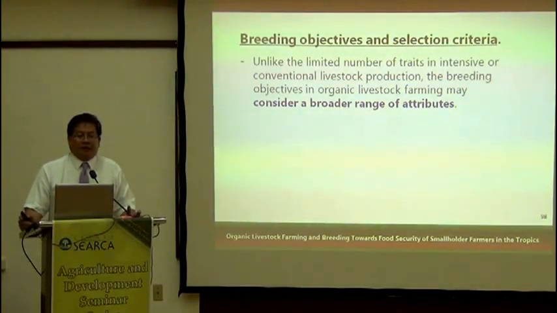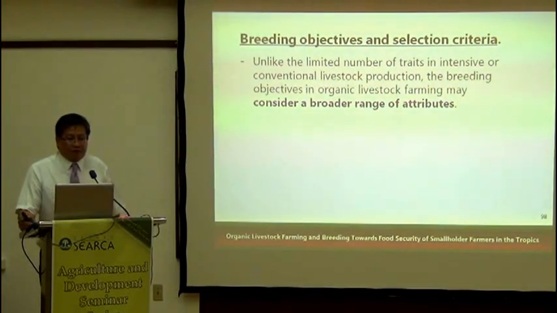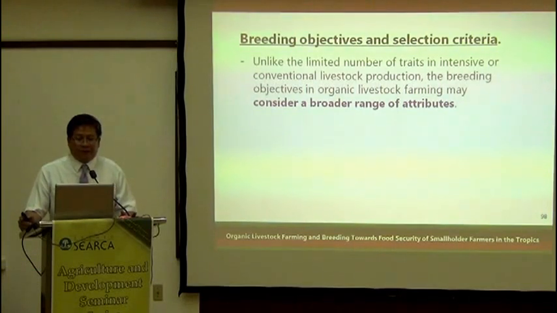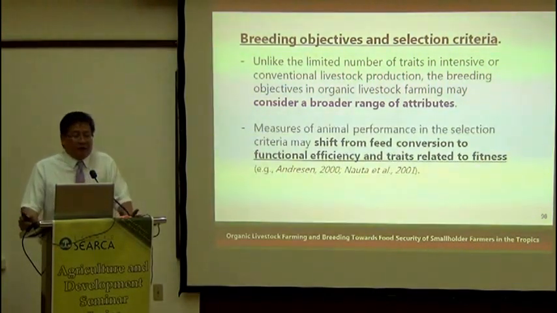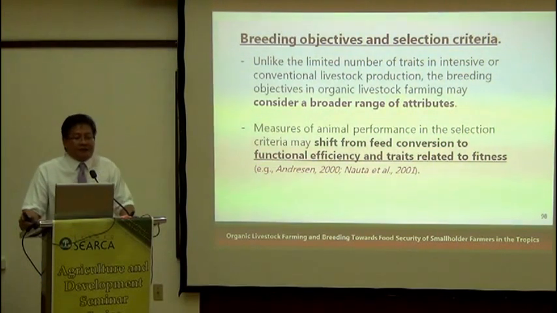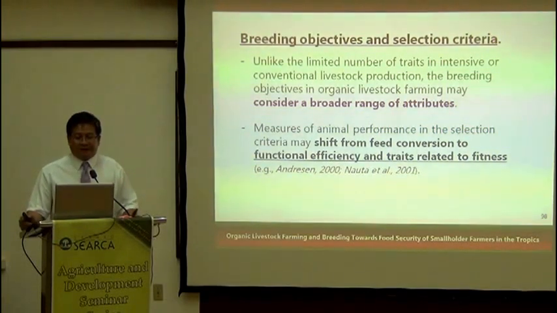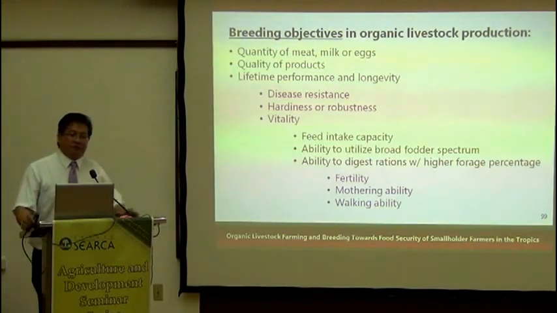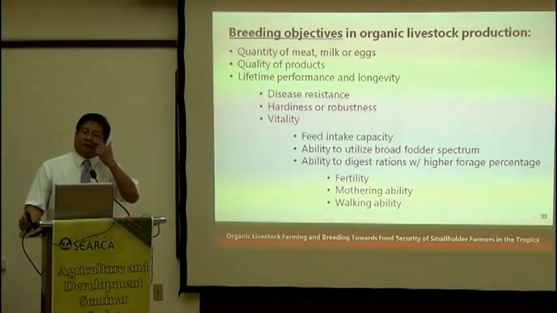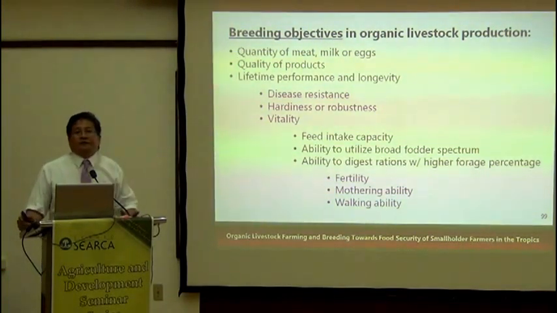Second, comparison. In terms of the breeding objective, unlike the conventional breeding systems, wherein you have a limited number of traits considered, for organic livestock farming, we may consider a broader range of traits or attributes. Mas madami, mas madami. In fact, we could foresee a shift in the selection criteria from simple feed conversion to functional efficiency and other traits related to fitness. And I have here on the screen some possible breeding objectives that may be pursued to improve our local animals or local breeds, which are not actually being pursued in conventional breeding programs.